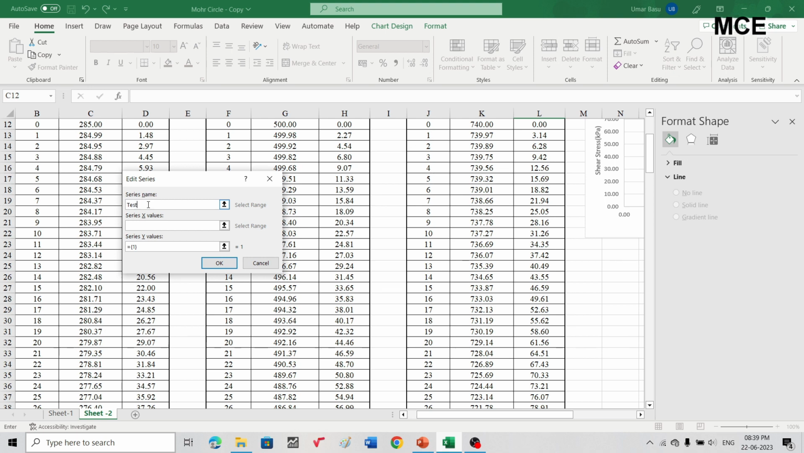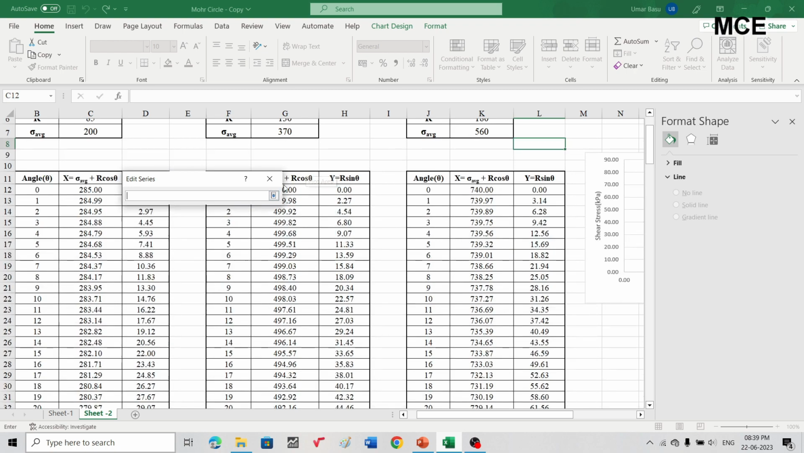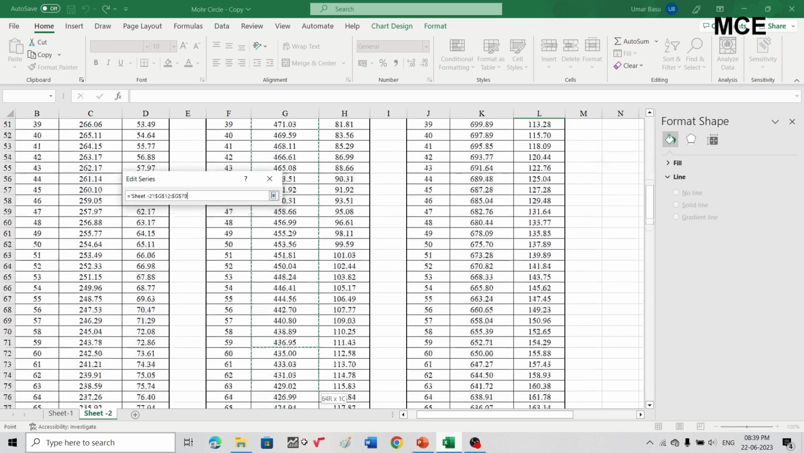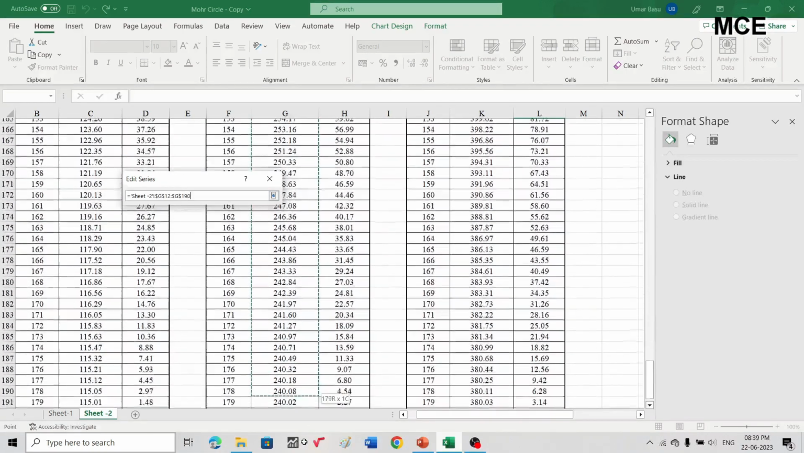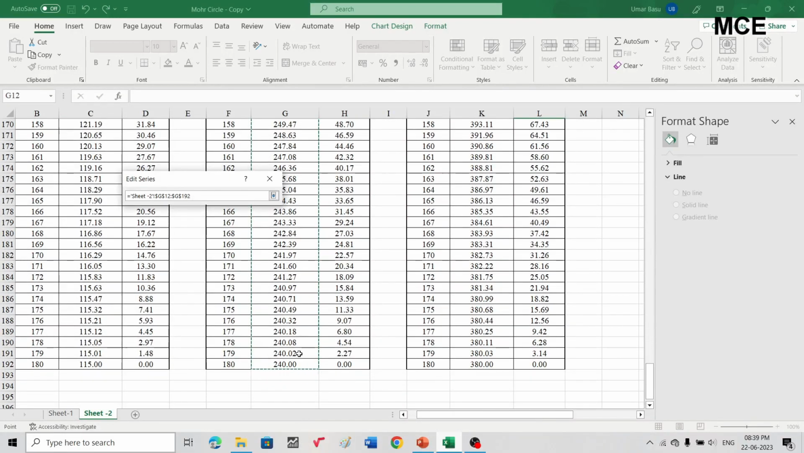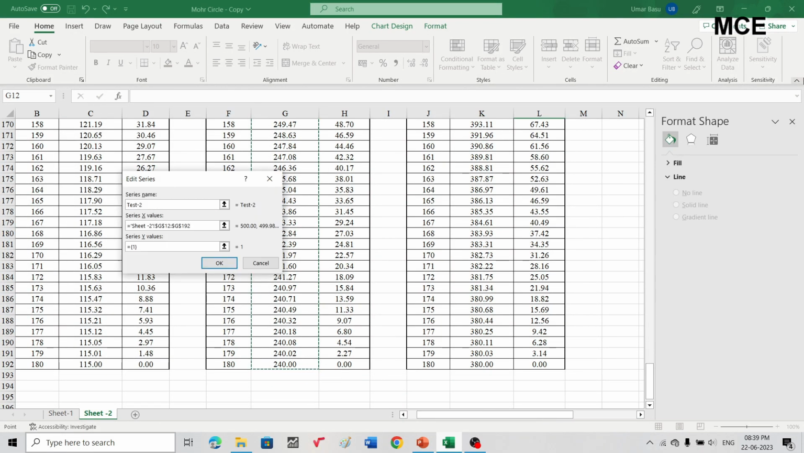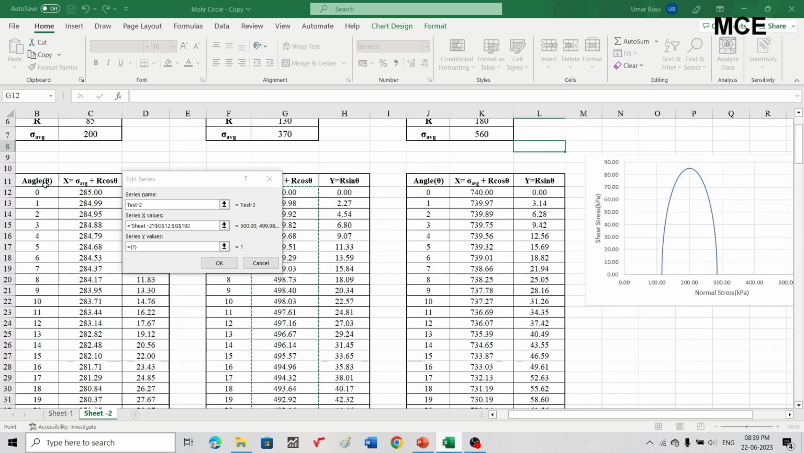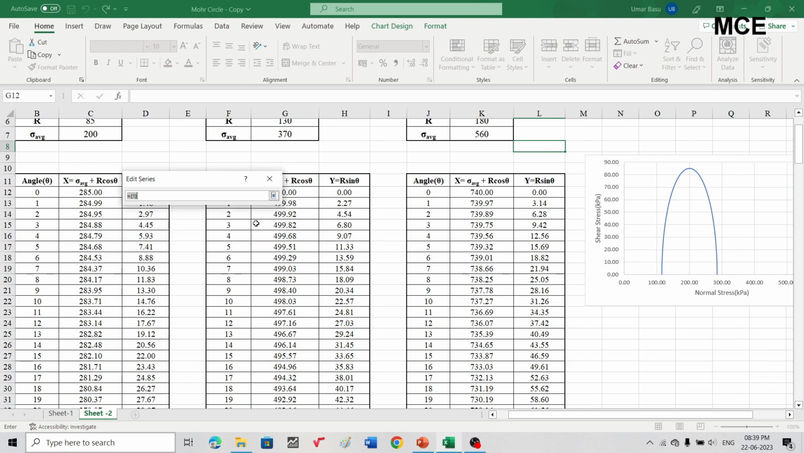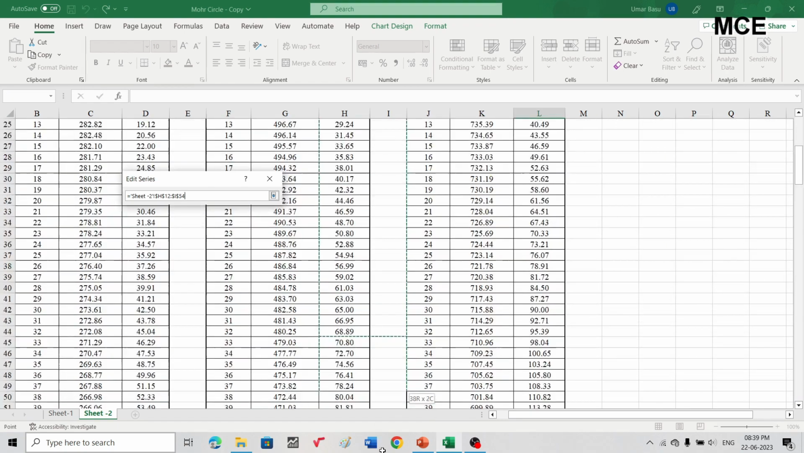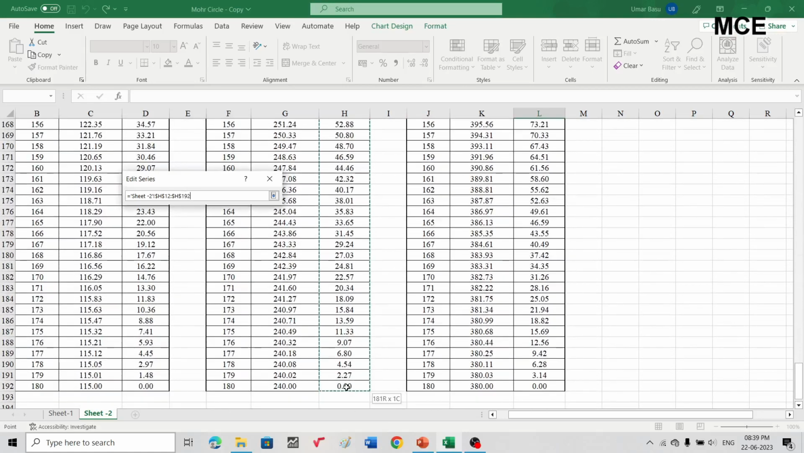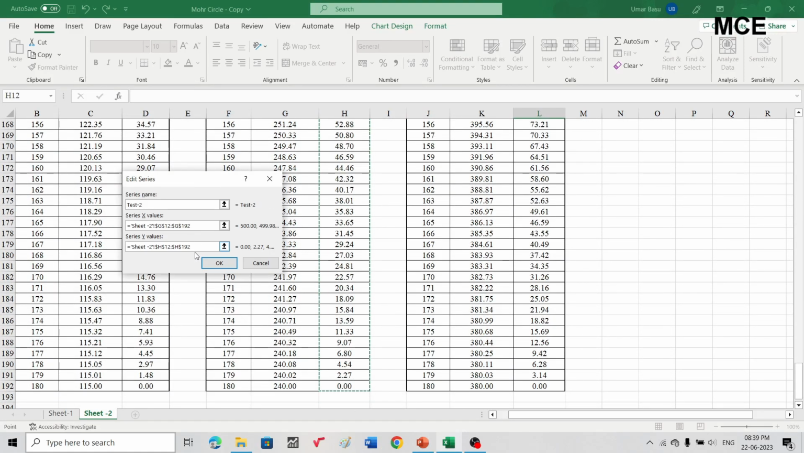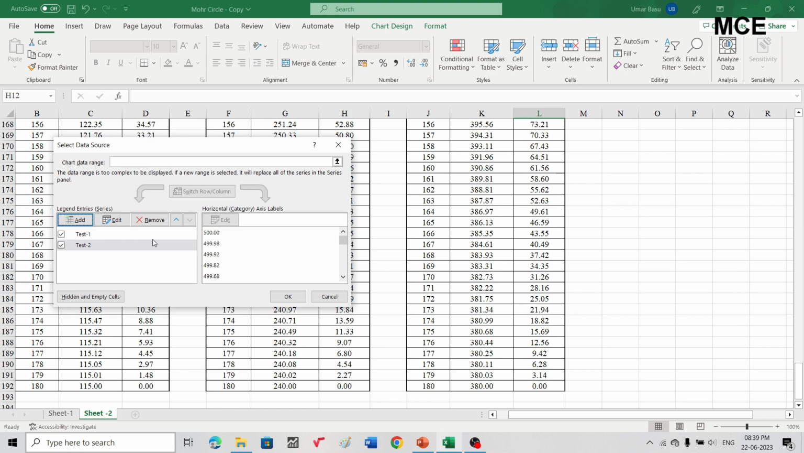Okay, then click on this select data, then add button, write test 2. Then you will select the x coordinate values for the test 2. After that you will select the y coordinate values for the test 2. And click OK.